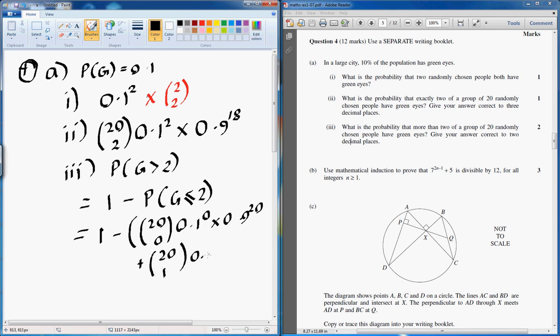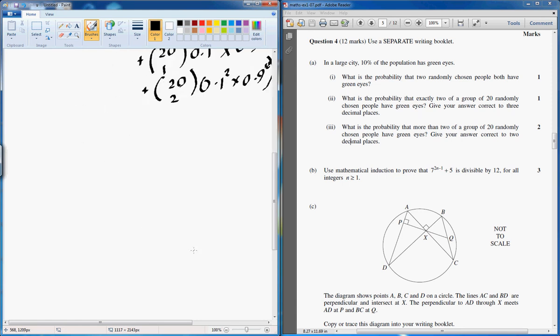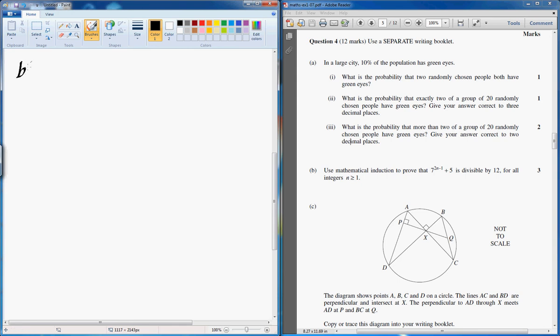plus 20 choose 1, 0.1 to the power of 1, times 0.9 to the 19, and the last term goes 20 choose 2, 0.1 to the power of 2 times 0.9 to the 18. Okay, and you close these brackets. So that's part A, all done. And you need to plug this in the calculator because they're asking you for two decimal places.